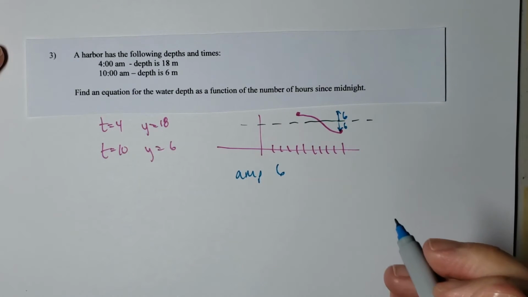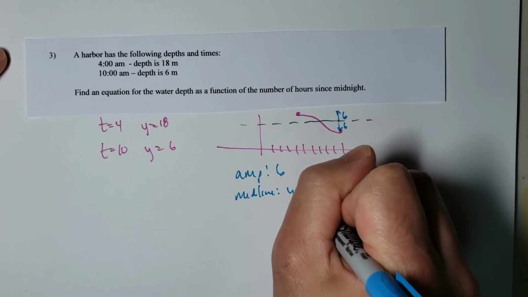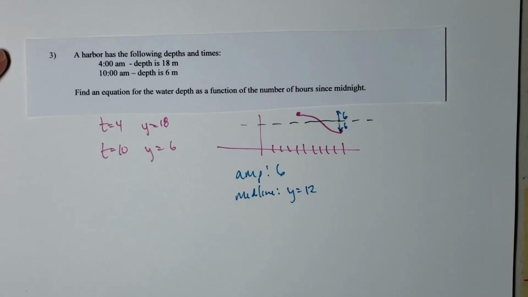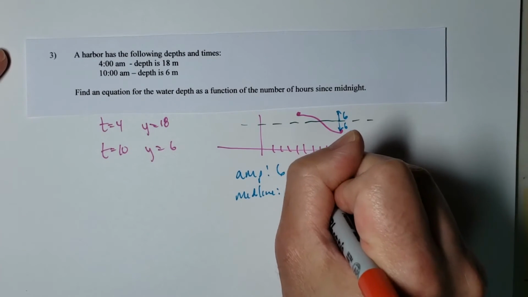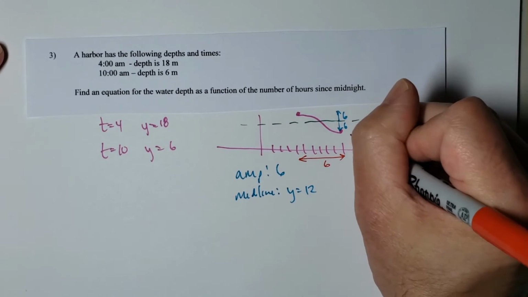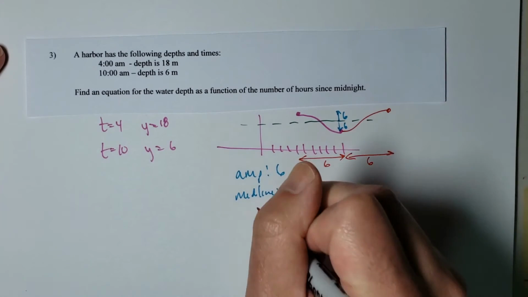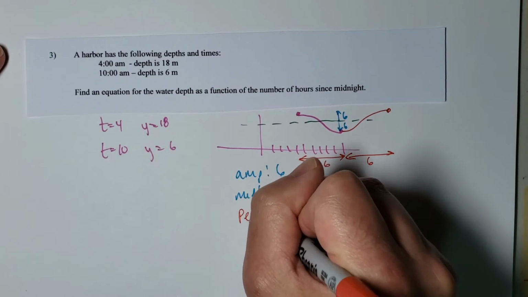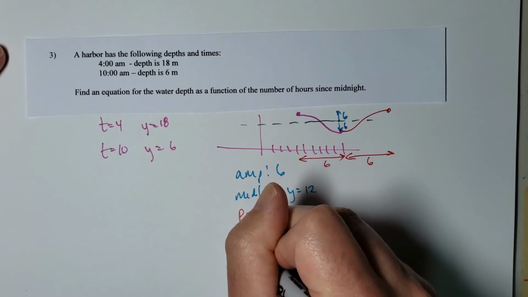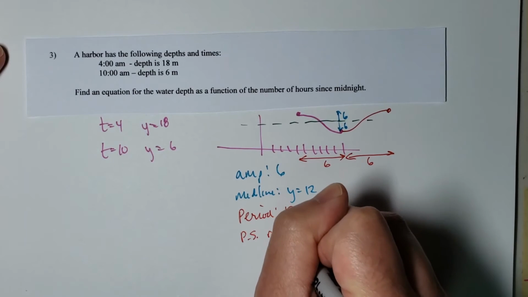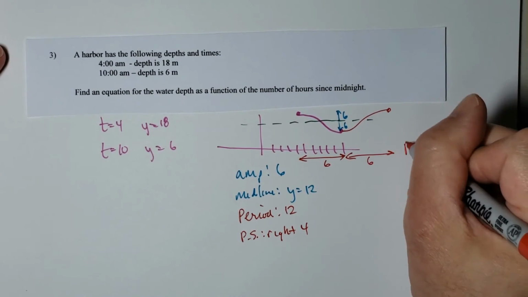The midline is going to be y equals 12. If I look at the period, this distance is 6 hours, and then it's going to go back up, another 6 hours. So the period here is 12. And because we started at 4, the phase shift is right 4. This looks like a positive cosine graph.